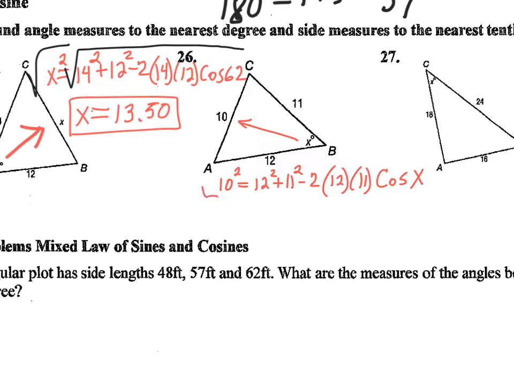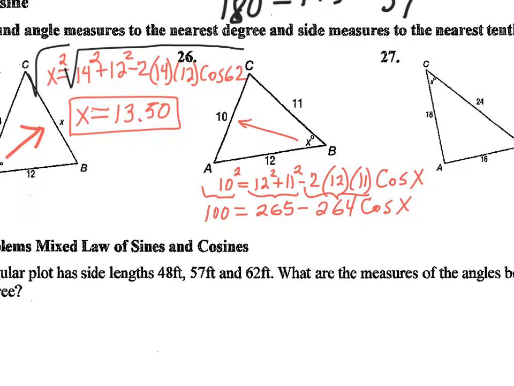Now you need to simplify this. 10 squared is 100. What is 12 squared plus 11 squared? What's the sum of that? 265? Okay, so it's 265. And what is the product of 2 times 12 times 11? Did you get 264? Perfect. Yes. And that is cosine of x.